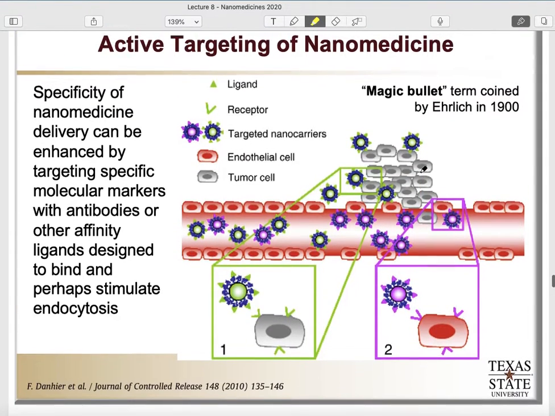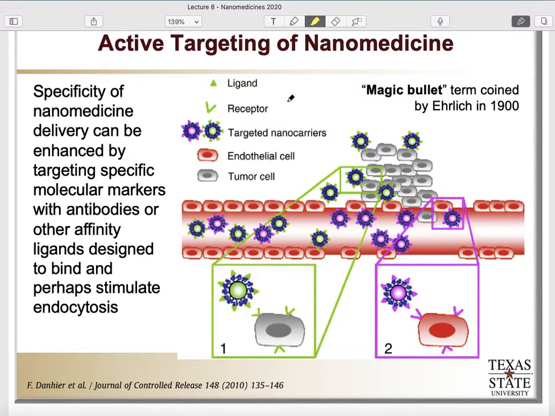One last thing that I wanted to mention here is that sometimes by selecting the right ligand, we could actually encourage receptor-mediated endocytosis into the cell. So endocytosis, again, is the uptake of these nanocarriers into the cell through endosomes. You could think about it like the engulfing of these nanocarriers into the cell.